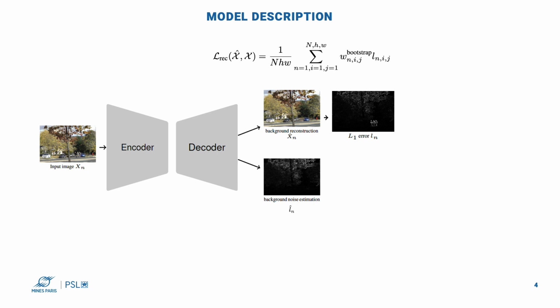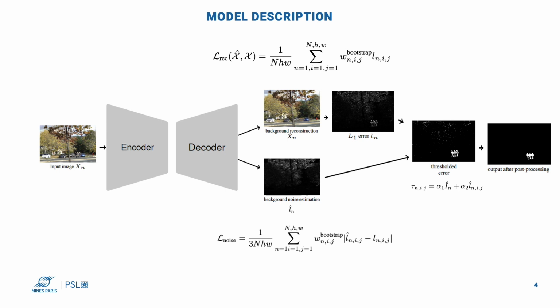The reconstruction loss associated to the background reconstruction is the sum of the L1 losses associated to each pixel, weighted by bootstrap weights, which give a low weight to the L1 loss if it is very high, which can be caused by the presence of a foreground object on this pixel. The loss associated to the background noise estimation is computed as the difference between the true L1 loss and the predicted L1 loss, weighted by the same bootstrap weights.